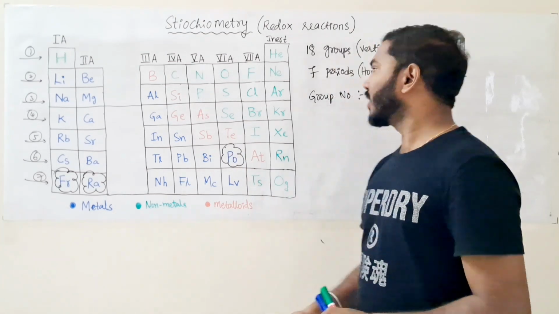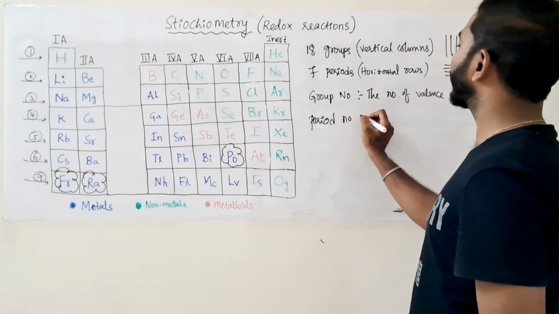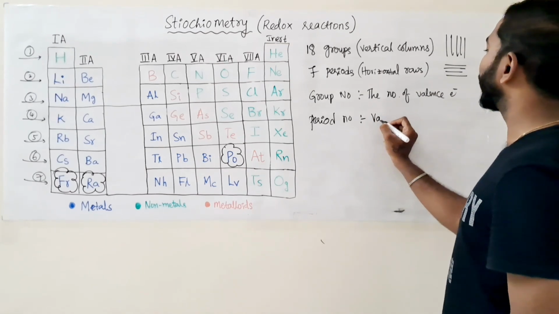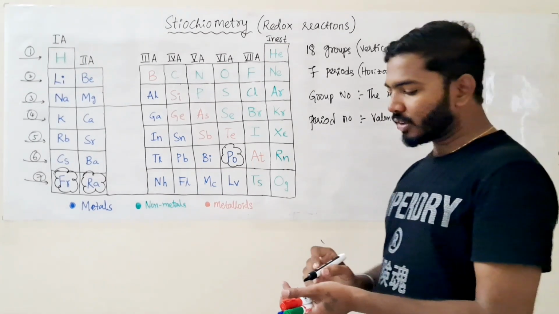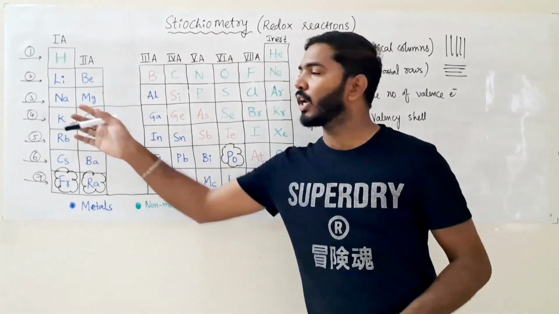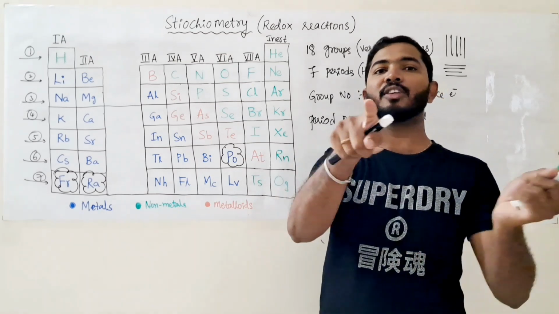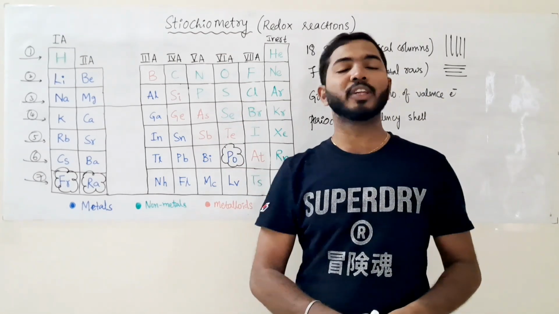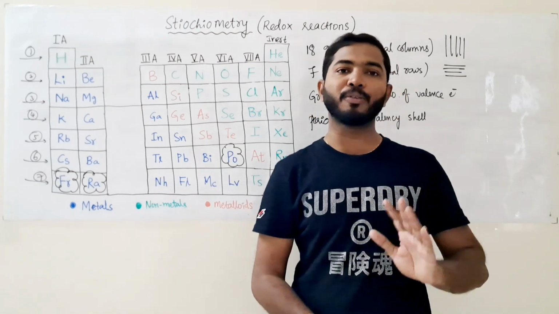Now, talking about the period number. So period number is also very important. Period number defines the valency shell. So what does it mean, sir? If you see, potassium is present in 4th period. So its valency shell is going to be 4. Selenium is also present in 4th period. So its valency shell is going to be 4.